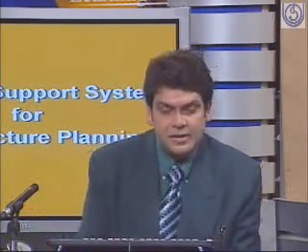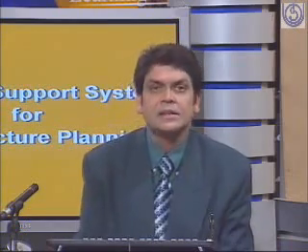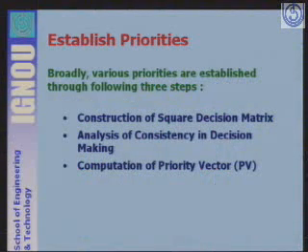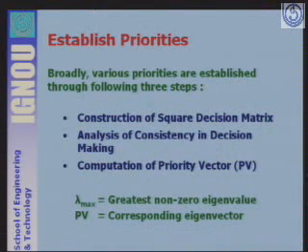to revise his judgment. On your screen, you are seeing the 3 basically the stages on which we establish the priorities. First is the construction of a square decision matrix. Second is the analysis of consistency in decision making. Third is the computation of priority vector. Again, on the screen you see that lambda max, which we ultimately calculate from the square decision matrix which we make, it is nothing but the greatest non-zero eigenvalue, and priority vector is the corresponding eigenvector.